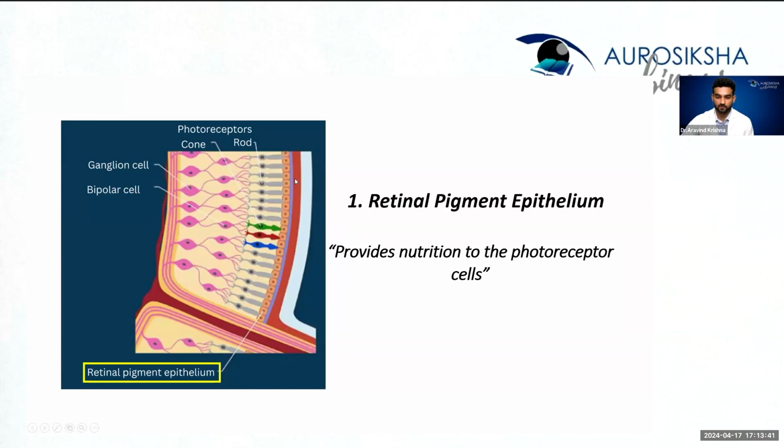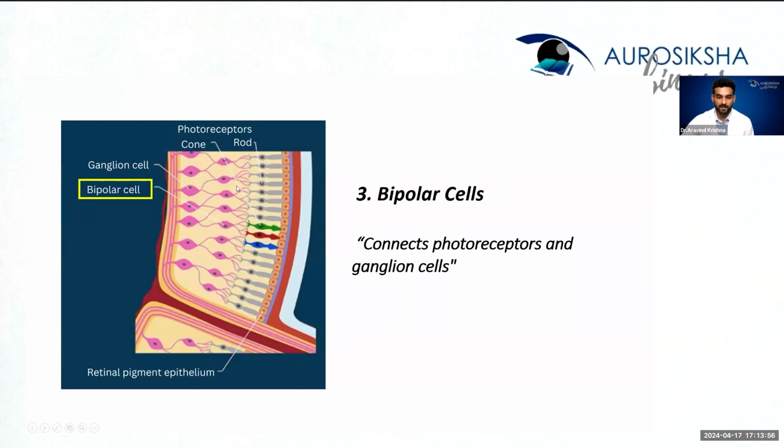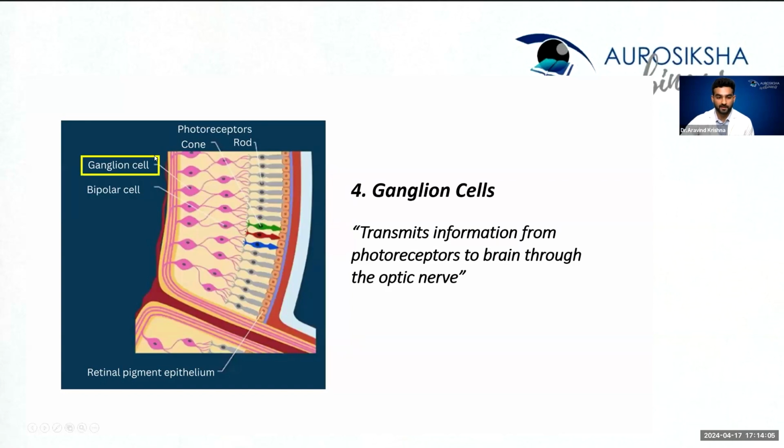It provides nutrition to the photoreceptor cells in the front. The photoreceptors are nothing but the rods and cones. The rods enable night vision, cones enable color vision and contrast vision. And then you have the bipolar cells, which are located here, which connect these photoreceptors and the ganglion cells. And finally, you have the ganglion cells, which are here. They transmit information from these photoreceptors to the brain through the optic nerve. The axons from these ganglion cells join together, form fibers, and connect here, and finally form the optic nerve, which leaves the eyeball and goes to the brain.